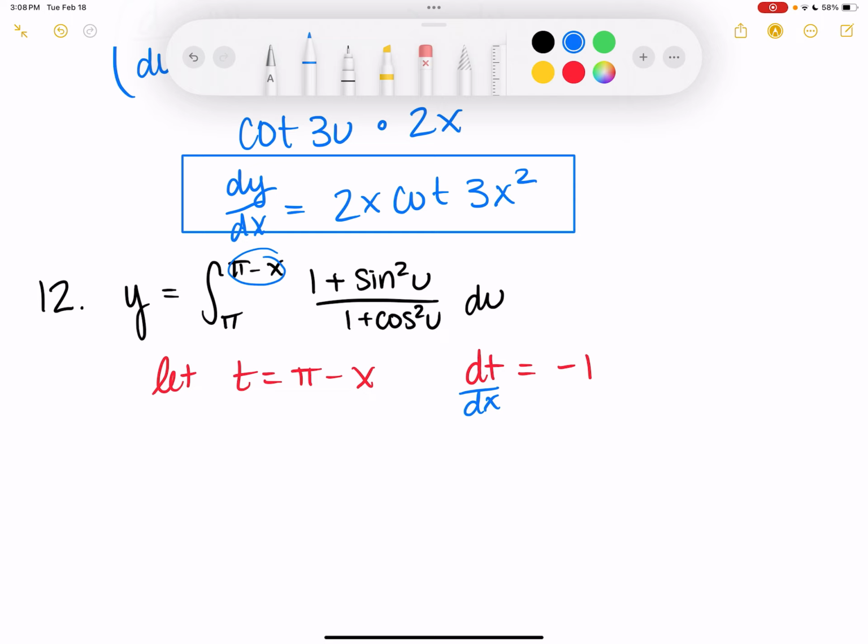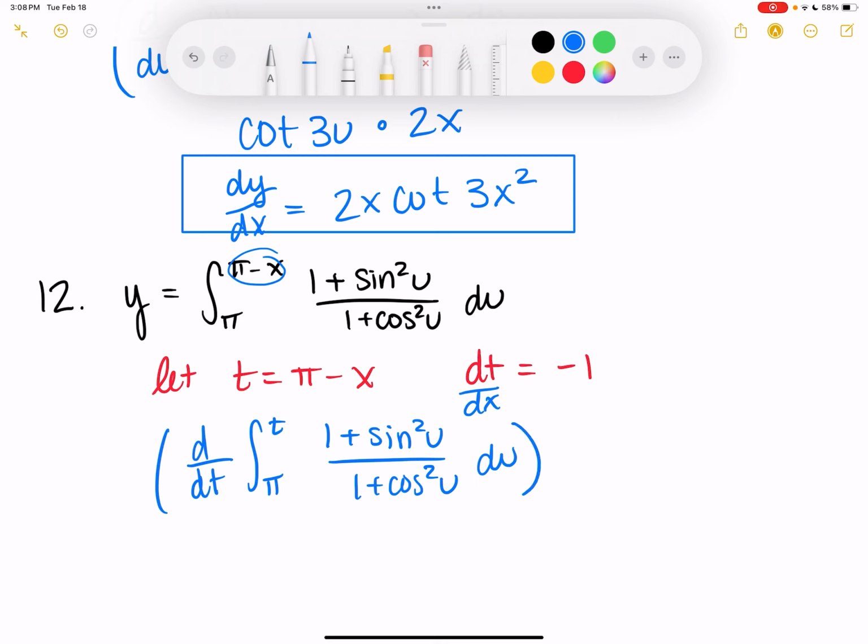All right, so we have d/dt times the integral from pi to t of (1 plus sine squared of u) over (1 plus cosine squared of u) du, times dt/dx.